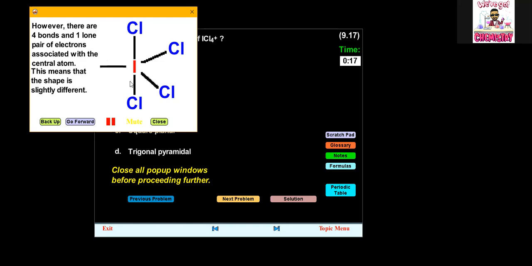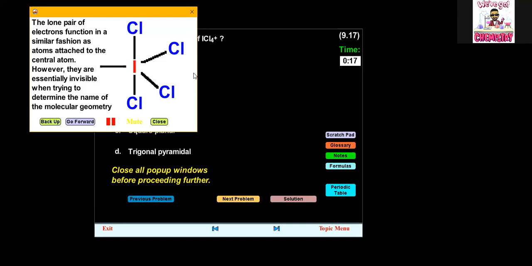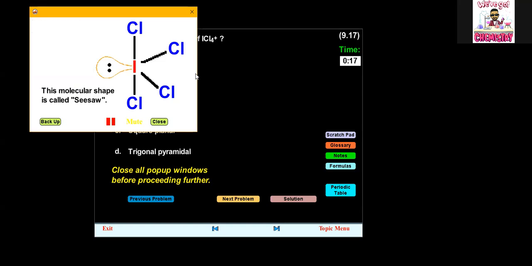This means that the shape is slightly different. The lone pair of electrons function in a similar fashion as atoms attached to the central atom. However, they are essentially invisible when trying to determine the name of the molecular structure. This molecular shape is called seesaw.